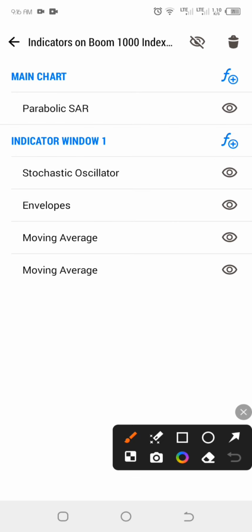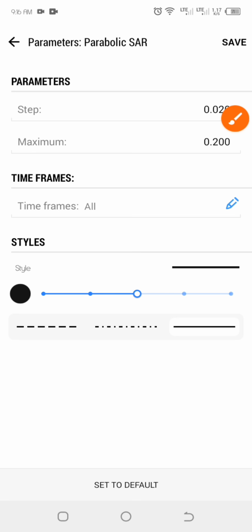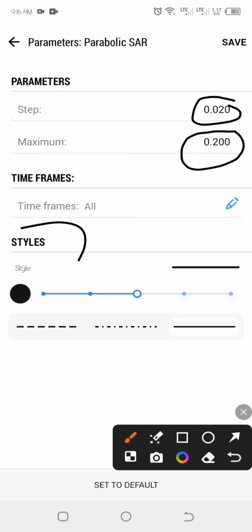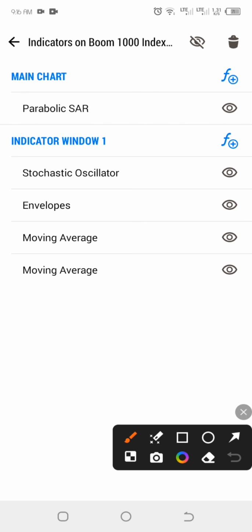Now talking about the indicators, we are going to need all these indicators right here, and the first one we are going to be adding is the parabolic SAR. How do we add this? You click on this F icon right here, search for parabolic SAR, and these are the properties. The step is 0.020, the maximum is 0.200. For the style, use any color of your choice, then click on done or save. Go back and you will have your parabolic SAR on your chart.